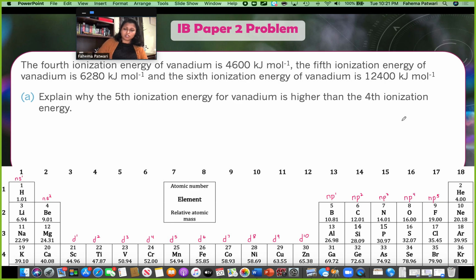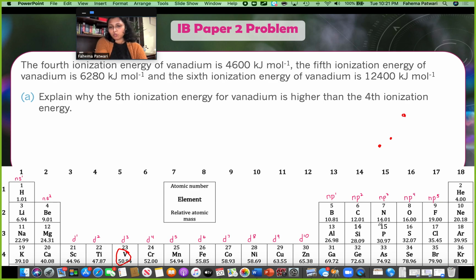All right, next question. The 4th ionization energy of vanadium, which is right here, is 46,000 kilojoules per mole. And the 5th ionization of vanadium is more. It's 6,280 kilojoules per mole. And the 6th ionization energy is a huge jump to 12,400 kilojoules per mole. Right, so if I were to visualize it, it would be like this. And then this one's a little bit higher. And the third one is way higher, right? So there's a jump here.